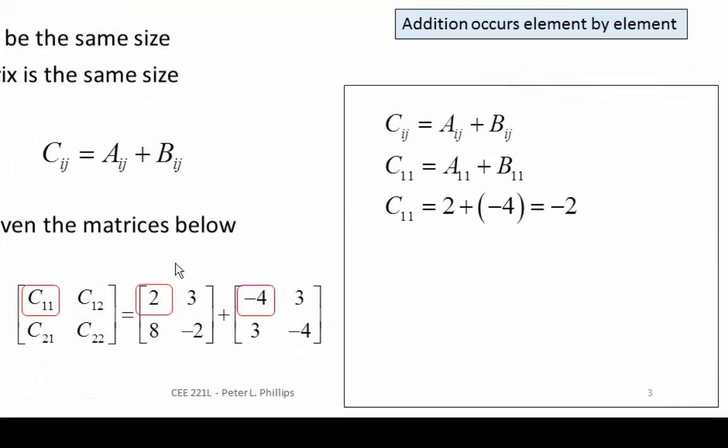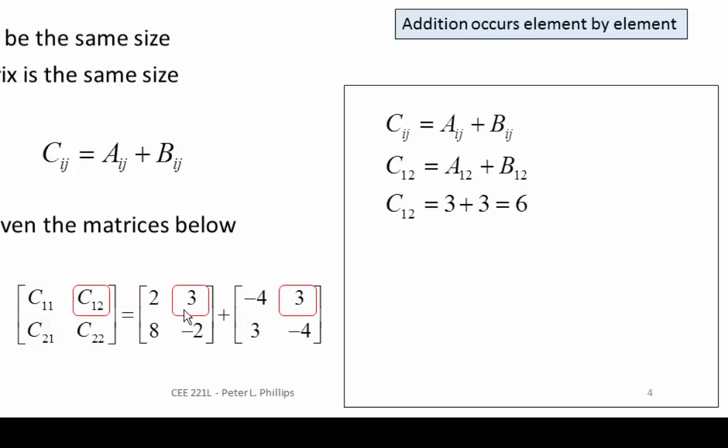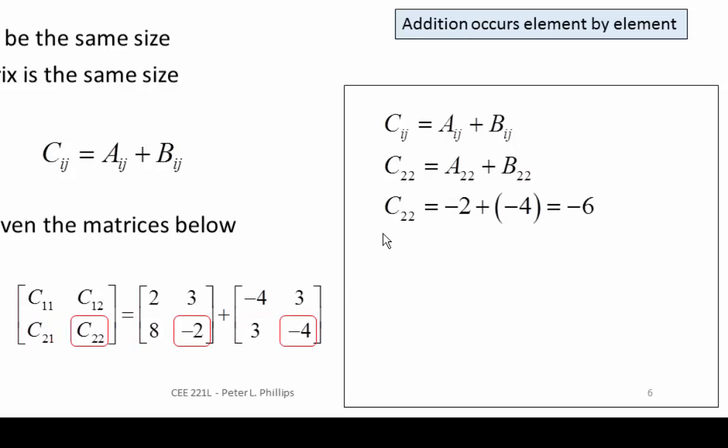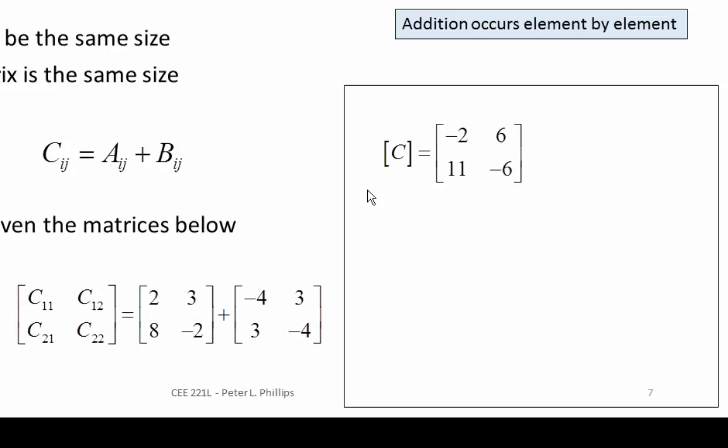So let's work through these one step at a time. If I want C11, I would add A11 and B11. So it's element by element. We take each 1,1 element and add them together to get the C11 element. So if I add 2 and -4, I get -2. For C12, I would add 3 and 3 to get 6. For C21, I would add 8 and 3. Again, it's both the 2,1 elements, and I would get 11. And lastly, you would add the 2,2 elements and get C22 to be -6. So the final sum is -2, 6, 11, and -6.